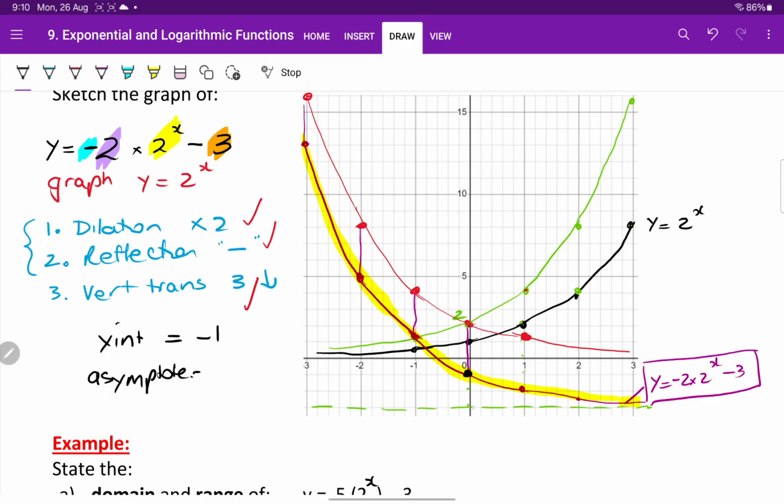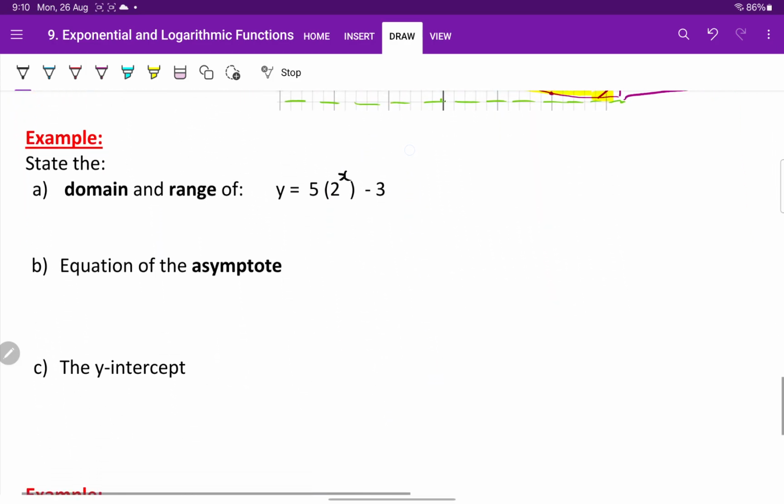It is this green line down here, which is the graph, the line y equals -3, because it went down from 0 to -3. So there's our two key features. Right, let's have a look at the next one.